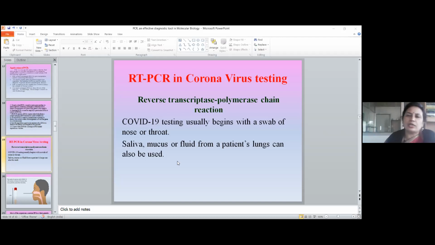Now, why reverse transcriptase? Why the name reverse transcriptase PCR? We will come to that. First of all, for COVID-19 testing, usually the test begins with collection of a swab, that is from the nose or throat. So nasopharyngeal or oropharyngeal swabs are collected. Saliva, mucus or fluid from patient lungs can also be used for tests, but basically all over the world, nasopharyngeal and oropharyngeal swabs are collected.